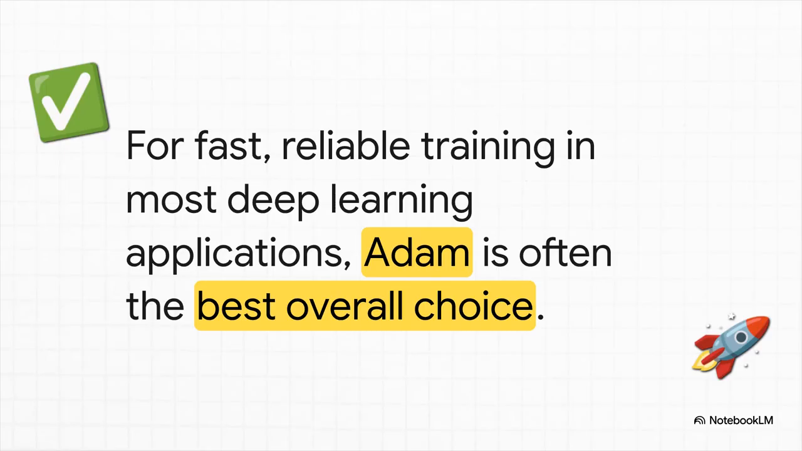And look, if you only take one thing away from all of this, let it be this. For fast, reliable training in the vast majority of deep learning applications, Adam is usually the best overall choice. It's robust, it's reliable, it's fast. It's really the default choice for a very good reason.